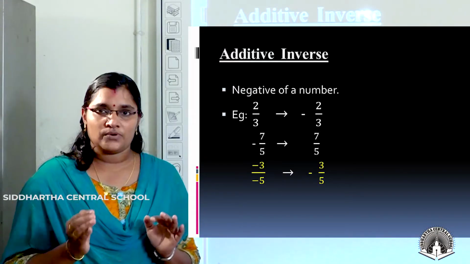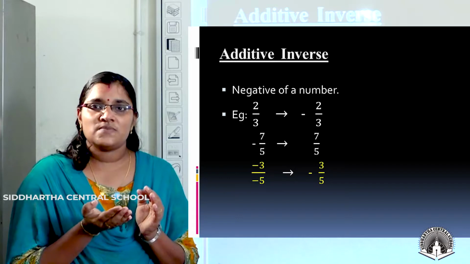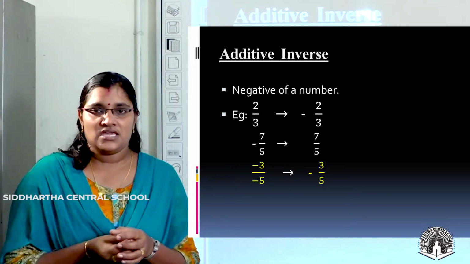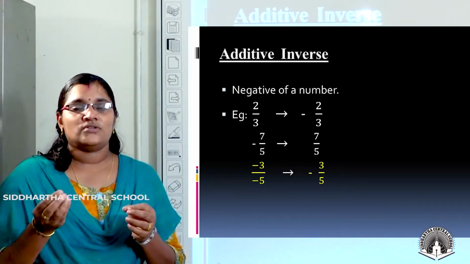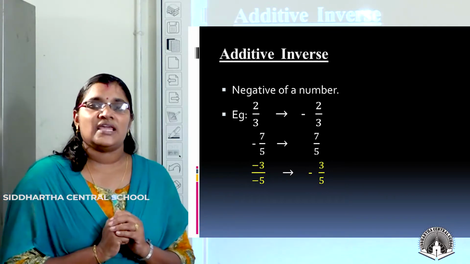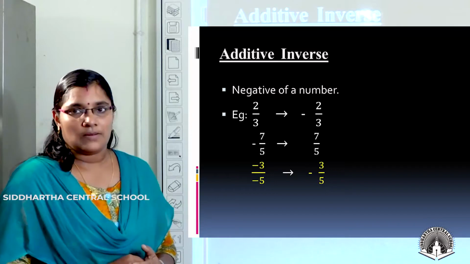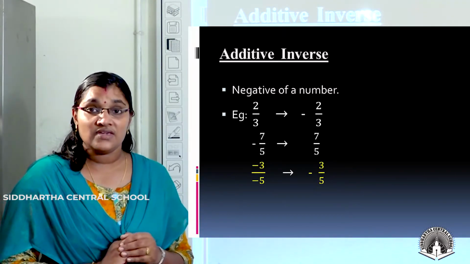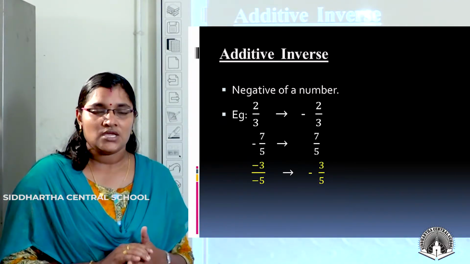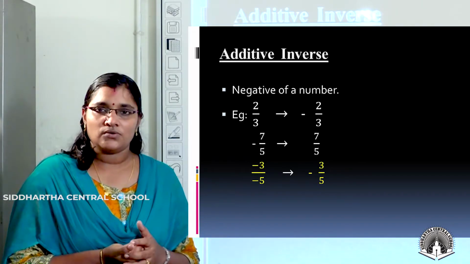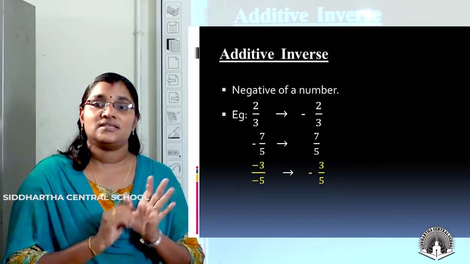Inverse means opposite. So additive inverse means what? You have to change the sign. If it is positive, you write the negative. If it is negative, you write the positive. So the negative of a number is the additive inverse. Inverse means opposite, so you write the opposite of that number. Opposite means you change the sign.